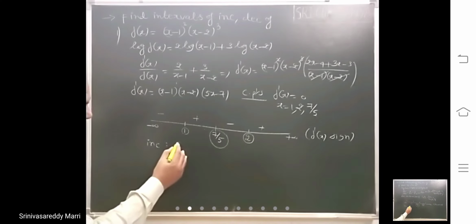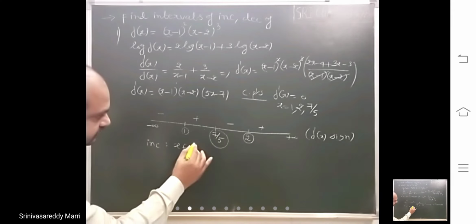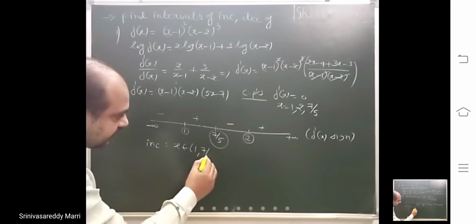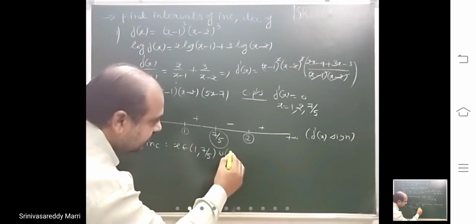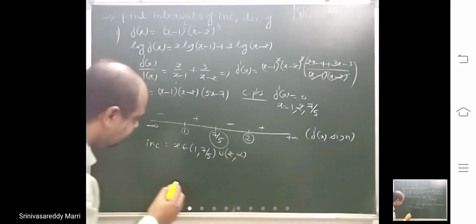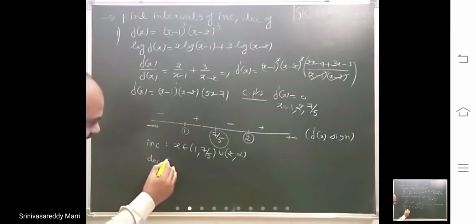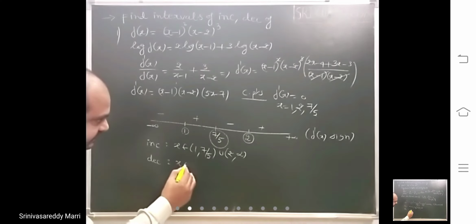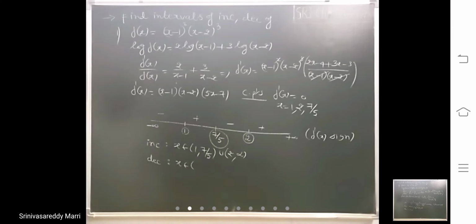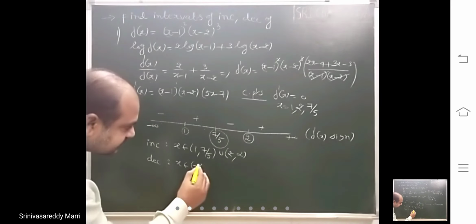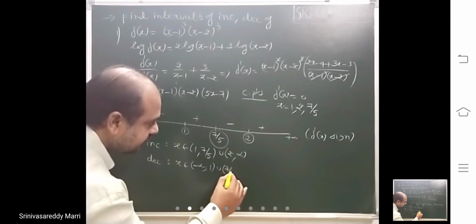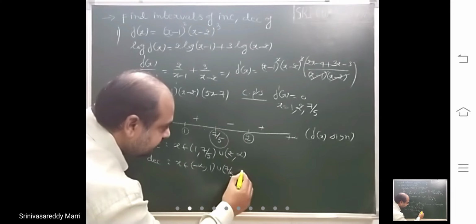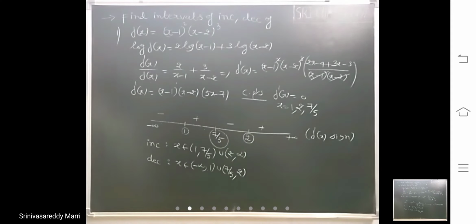That means, increases where? Increases means positive intervals: 1 comma 7 by 5 union 2 comma infinity. In these intervals, the function will increase. Decrease means negative intervals: minus infinity comma 1 union 7 by 5 comma 2. Like that you have to find the intervals of increase and decrease.